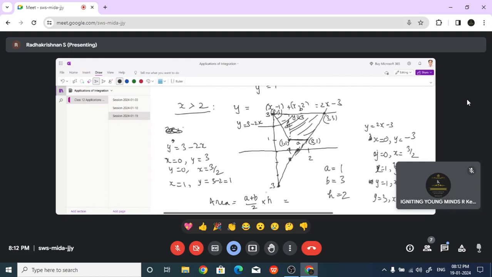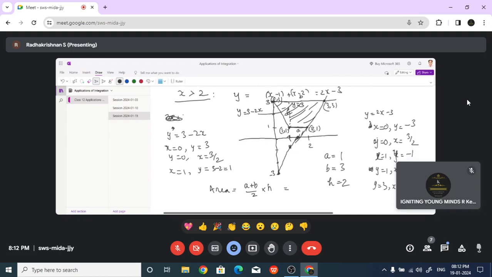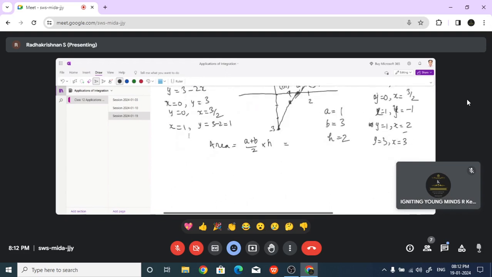So all you have to do is substitute into (A plus B) into H by 2. A equal to 1, B equal to 3, H equal to 2. Since this gets cancelled, it's simply 1 plus 3. Four.